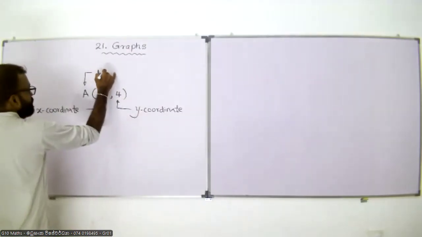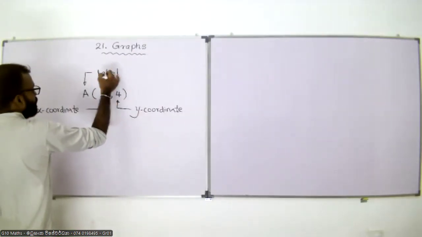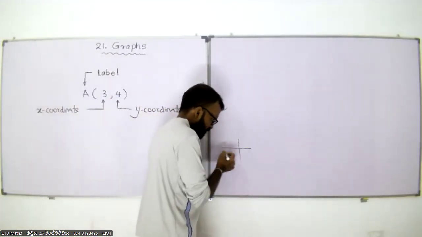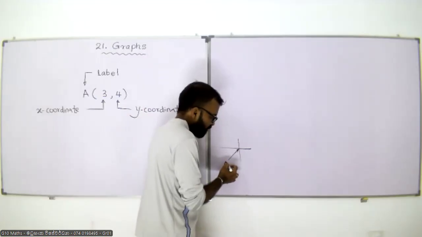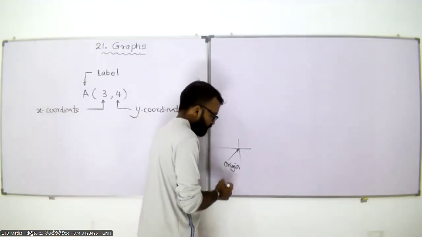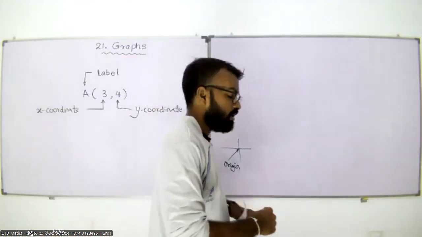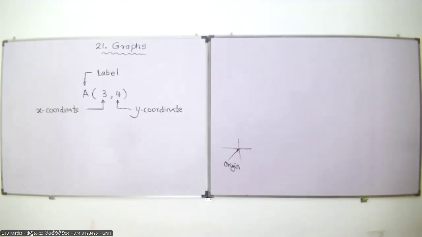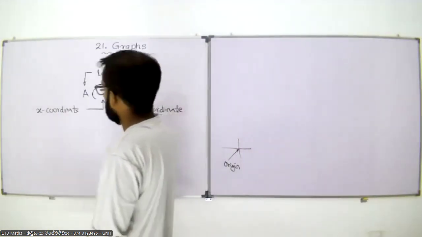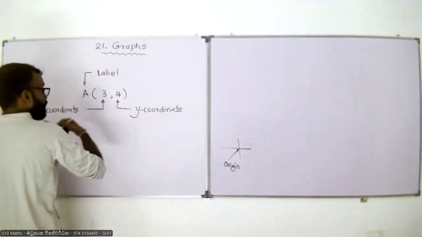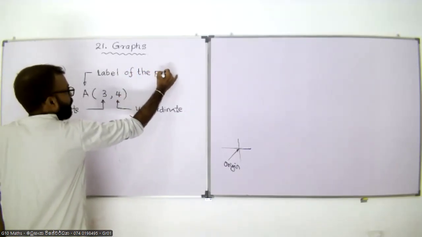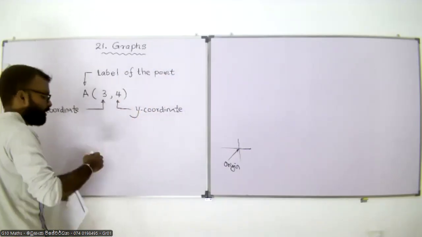Sometimes this may require the origin as well. This is called the origin of the graph. This is where it began, the starting point. So write this: x coordinate, y coordinate, and the label of the point, or name of the point, whatever.